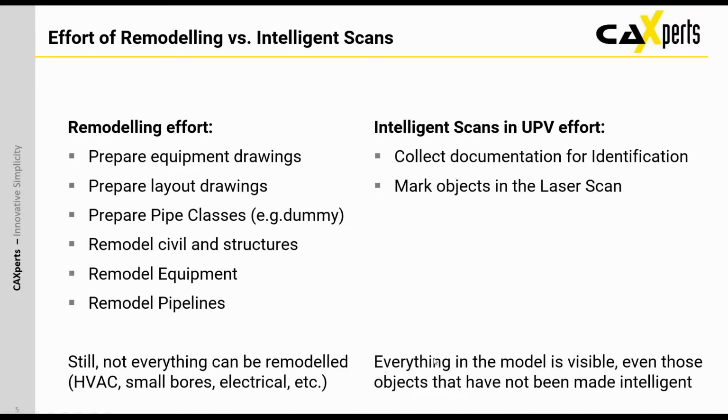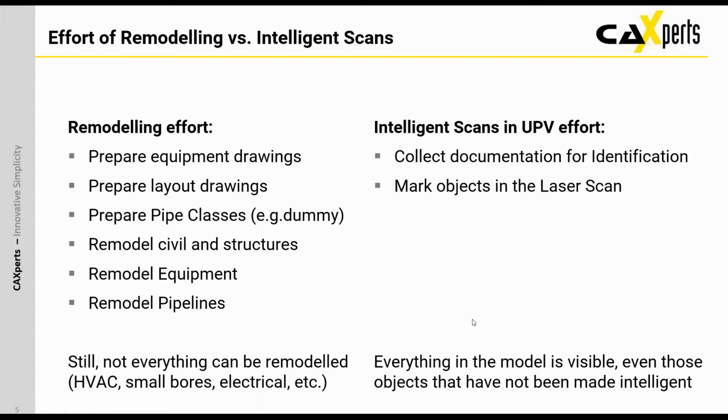So what is the effort comparison between remodeling and intelligent scans? For remodeling, we need to prepare equipment drawings in detail, prepare layout drawings, prepare pipe classes, or at least a dummy pipe class. You need to remodel civil and structures. You need to remodel equipment. You need to remodel the pipelines. And still, not everything can be remodeled, at least not in a reasonable time at a reasonable cost, like HVAC, small bores, electrical, and similar.